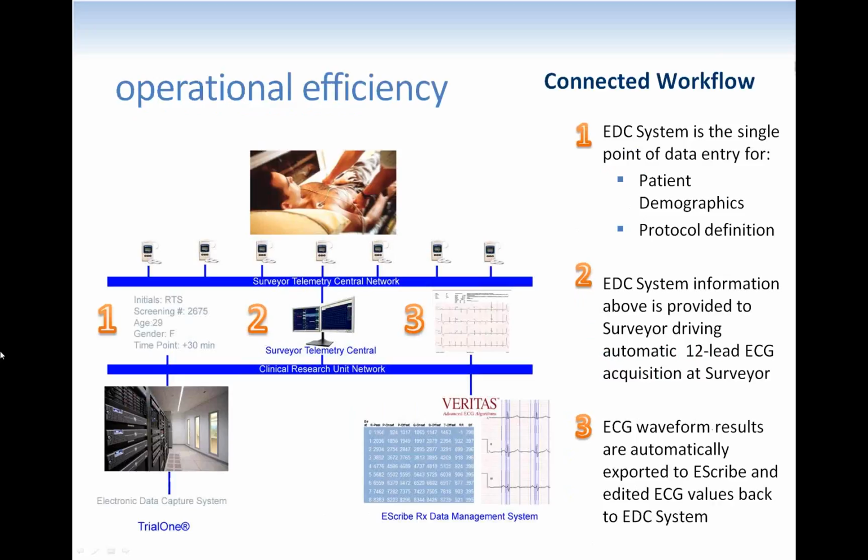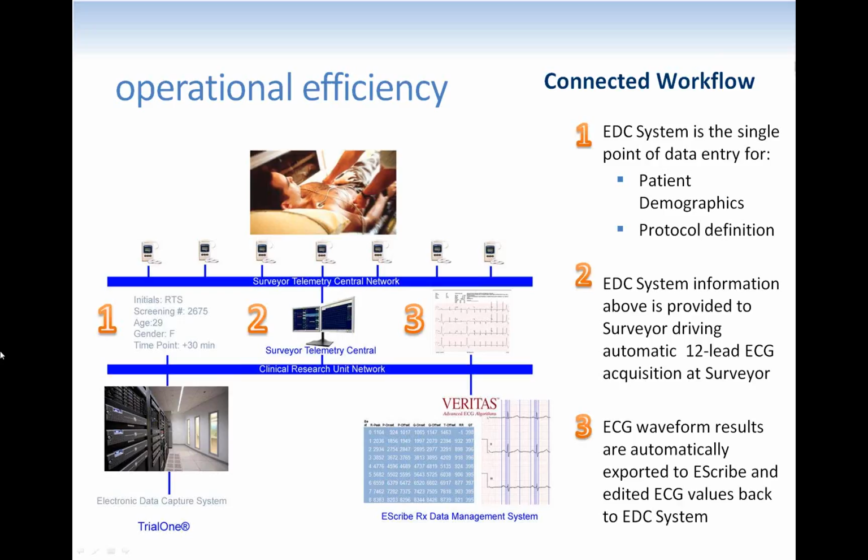In addition to the efficiencies that can be gained by having a single telemetry transmitter and acquiring all that 12-lead ECG data as we need it, we also are providing an improved measure of operational efficiency through the connectivity with the Omnicom Trial 1 system. The Trial 1 system is the system that's managing the study as a whole, and as a result, the Trial 1 system has all of the patient demographic information contained within it already.